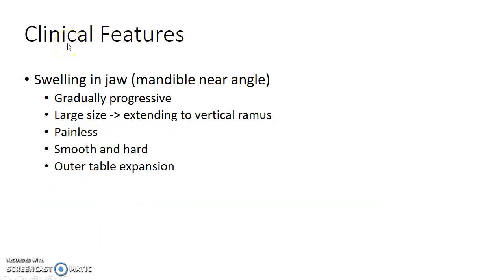Now let us see about the clinical features of ameloblastoma. There will be a swelling in jaw. The swelling will usually be in the mandible near its angle. The swelling is gradually progressive. It can progress to a large size extending to vertical ramus. It is painless. It has a smooth surface and it is hard in consistency. There will be outer table expansion of the mandible. This picture shows a patient with ameloblastoma.